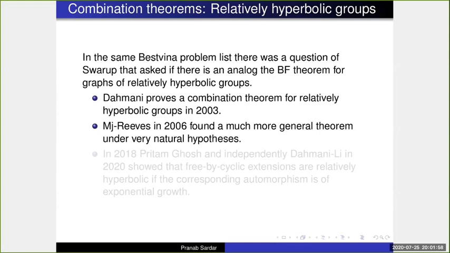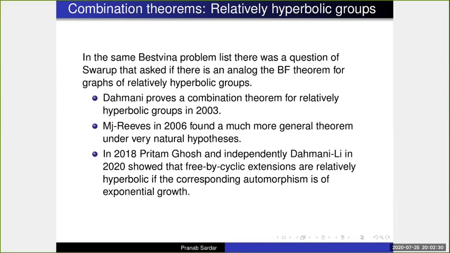The only thing is that he used the Yaman criterion. He took a graph of relatively hyperbolic groups and made it act on some compact space, and proved that it satisfies these conditions: a convergence action, and all points are conical or bounded parabolic. And he derived this. But his theorem was completely generalized in Mahan Mj and Lawrence Reeves' theorem in 2006, who proved an exact analog of this Bestvina-Feighn theorem under very natural conditions. One very recent interesting development was by Pritam Ghosh, our distinguished colleague, and Dahmani and Li, independently in 2020. They showed which free-by-cyclic extensions are relatively hyperbolic.